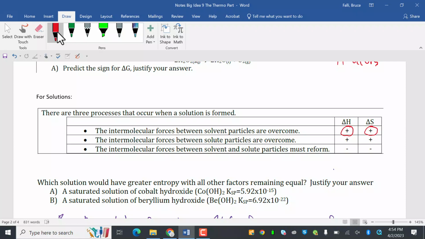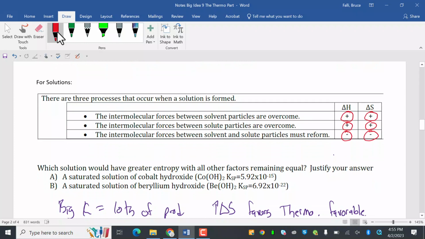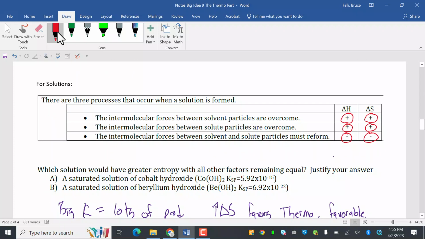Intermolecular force between solute particles: I'm breaking bonds, I'm spreading out. Intermolecular force between solvent and solute particles forms: I'm forming bonds, I'm getting closer together. So do you see how it depends on the magnitude of each one to tell whether it's going to be spontaneous or not? Not everything dissolves, right? If I have particles that are bonded together and the solute particles are wicked strong, this could be so large that it will mess up everything.